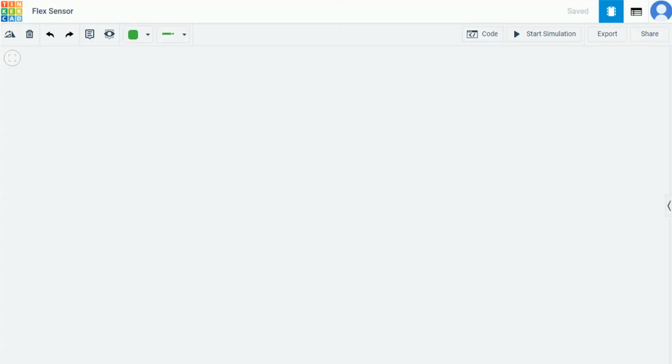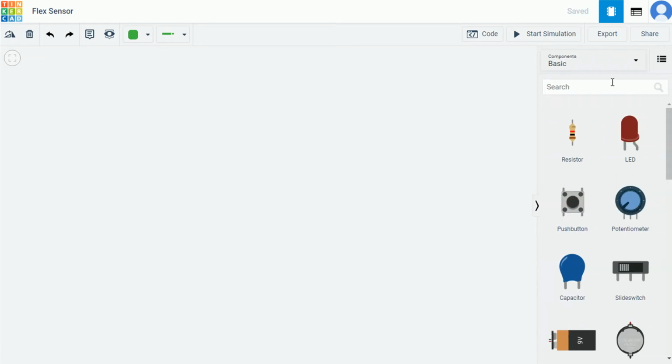This is the TinkerCAD playground. Here we are going to do all of our stuff. Let's search and grab a flex sensor from components list.